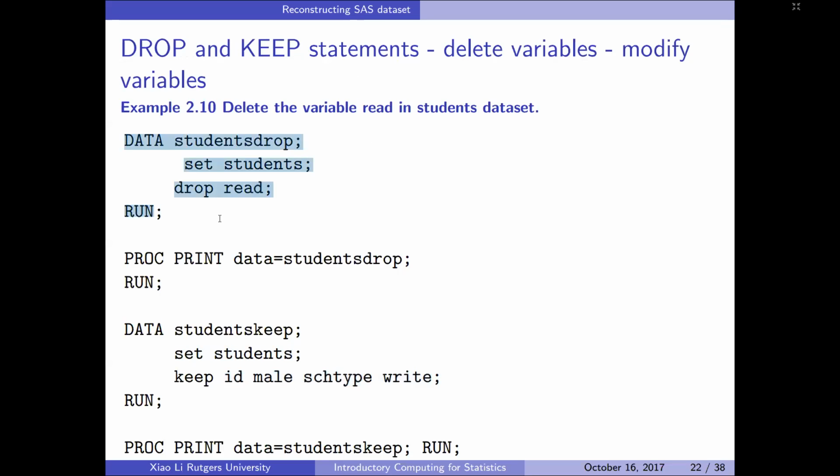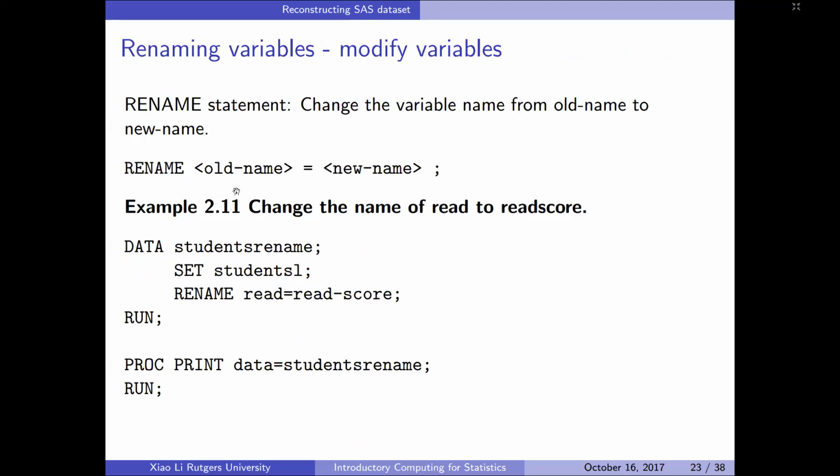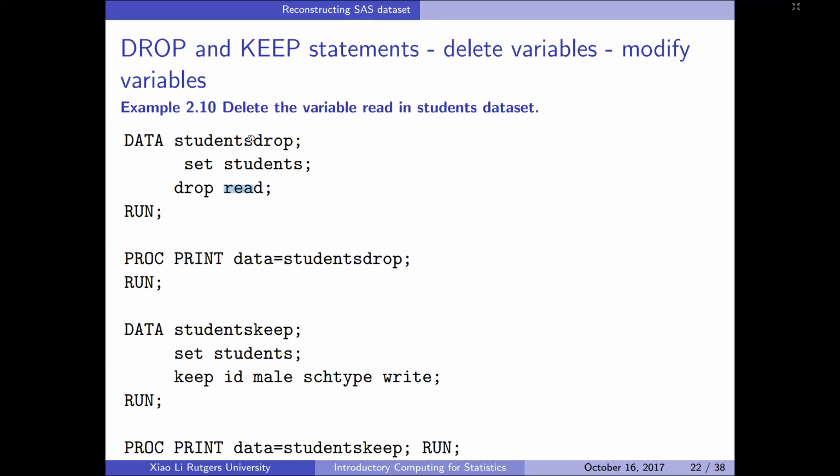So if we run those 2 different data steps, and we look at the 2 different new data sets, the students drop data set and the students keep data set, they will have the same variables because we only drop the read variable from the old data set, but in the students keep data set, we keep all the rest, but we do not keep the one to be dropped. So these 2 data sets, students drop and students keep, will always be the same.